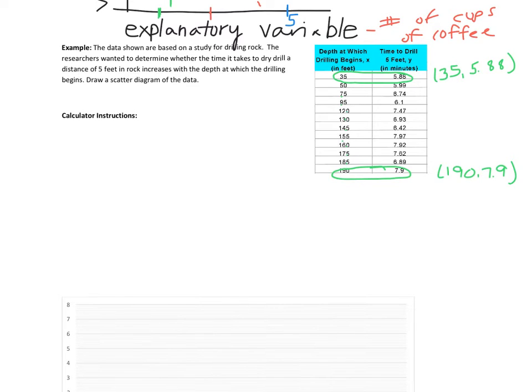And again, if you just want to include this in your notes, the first column is the explanatory variable. So that's going to be on your horizontal axis. And your second column is the response variable. So where the depth we're beginning to drill explains how long it takes to drill.